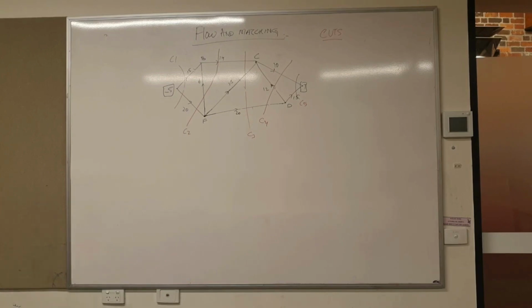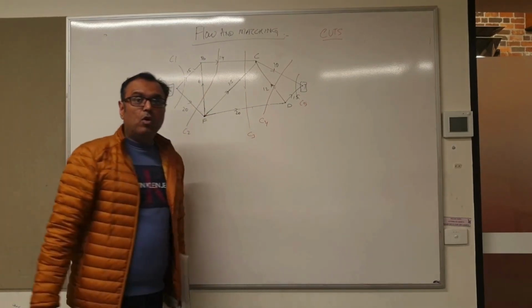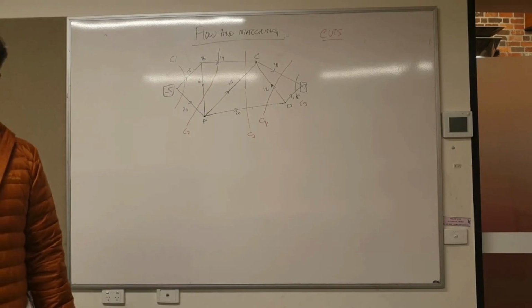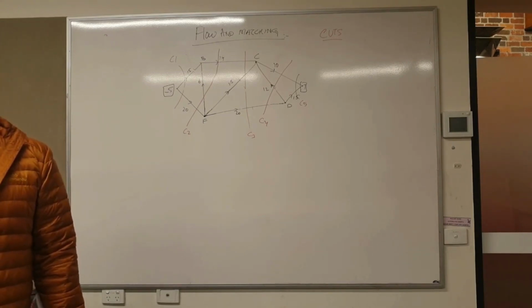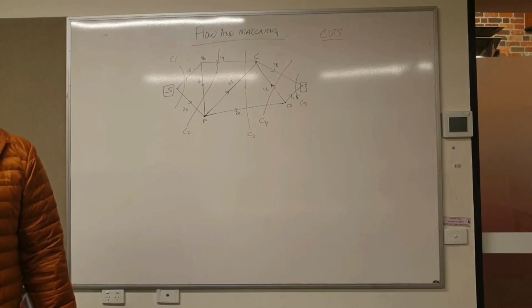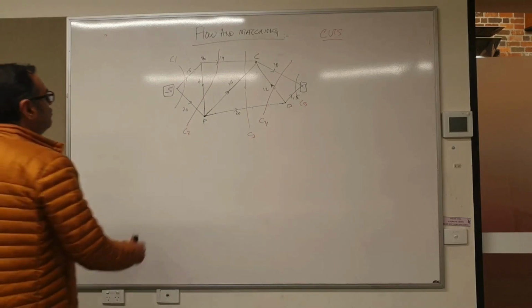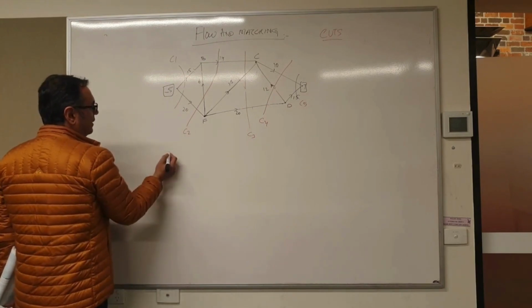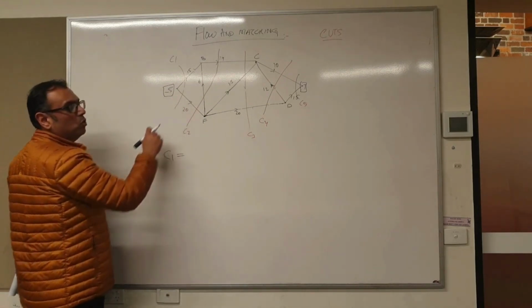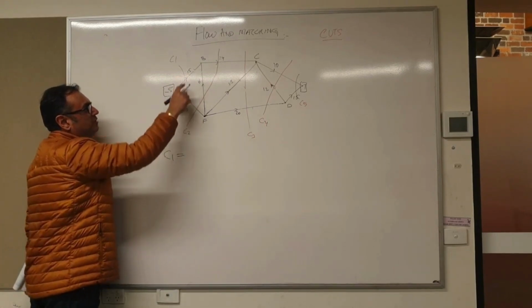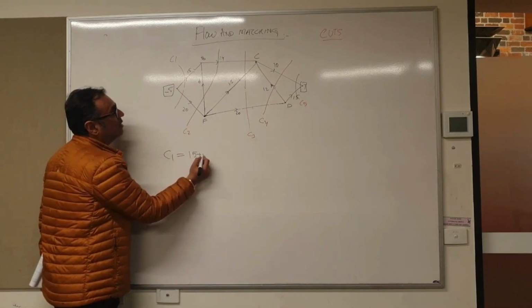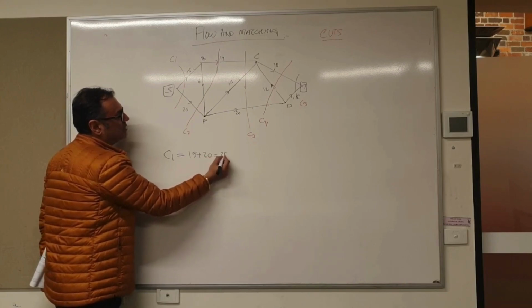Now let's find the capacity of each cut. And once I have calculated that, the cut with the minimum capacity is the max flow of my network. That's the logic. Let's try to find the capacity of cut C1. Cut C1 has taken two edges which are worth 15 and 20. So I say 15 plus 20 is 35.